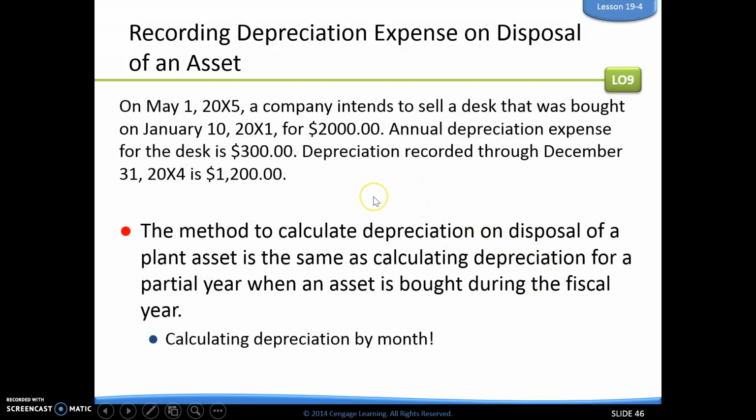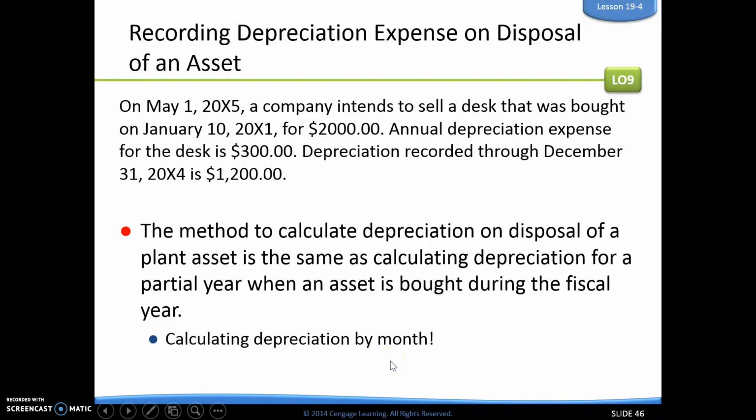So on May 1st of 2015, a company intends to sell a desk that was bought on January 10th for $2,000. Annual depreciation expense for the desk is $300. Depreciation recorded through December 31st was $1,200. So the way that we calculate half a year is the same as we did when we were talking about doing a depreciation expense for a partial year.